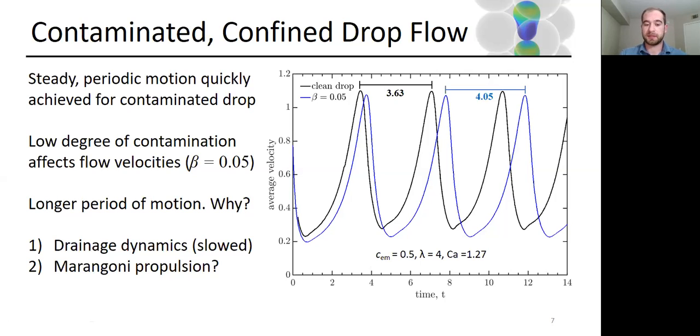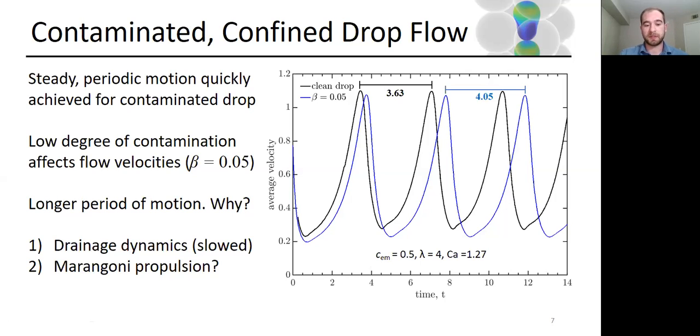The main hypothesis is that the surfactant is just affecting the drainage dynamics, so slowing down the drainage of that thin lubrication layer that has to form every time the drop goes toward the center of the cell and then approaches a new layer of solid particles.